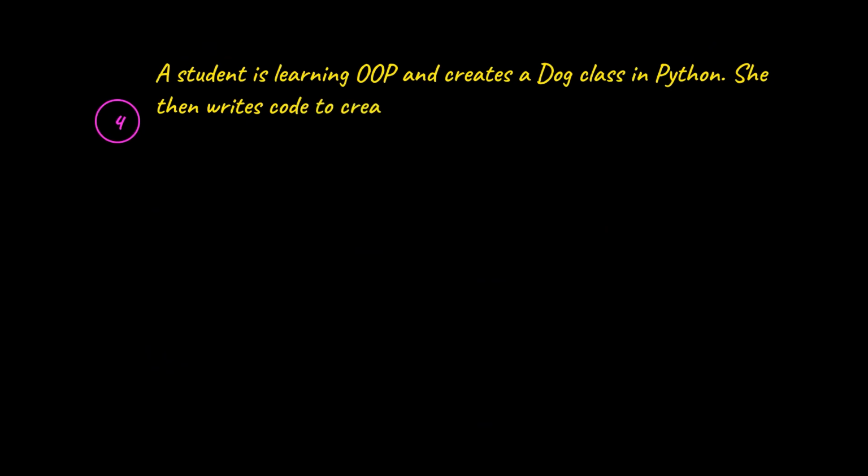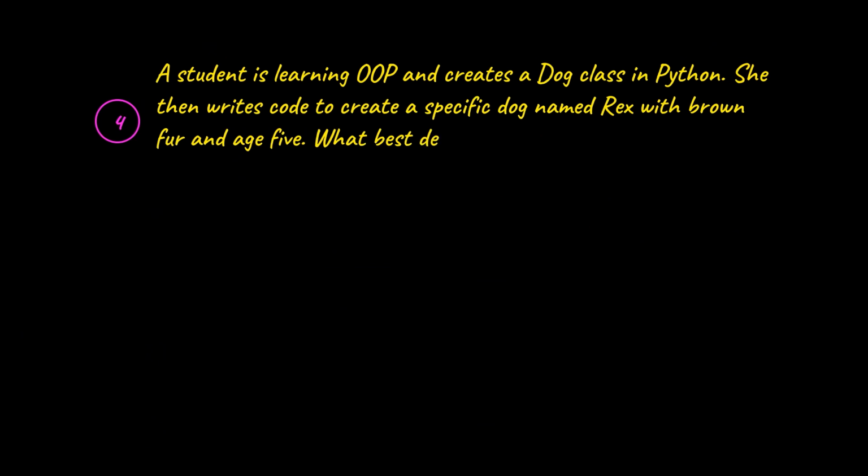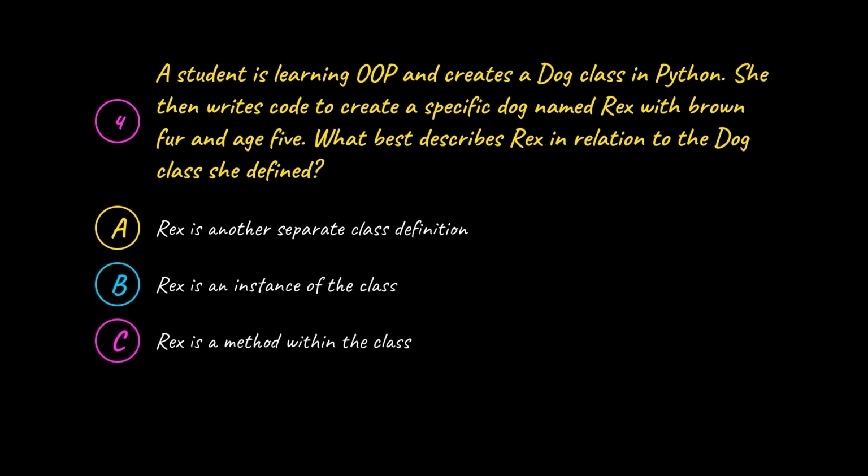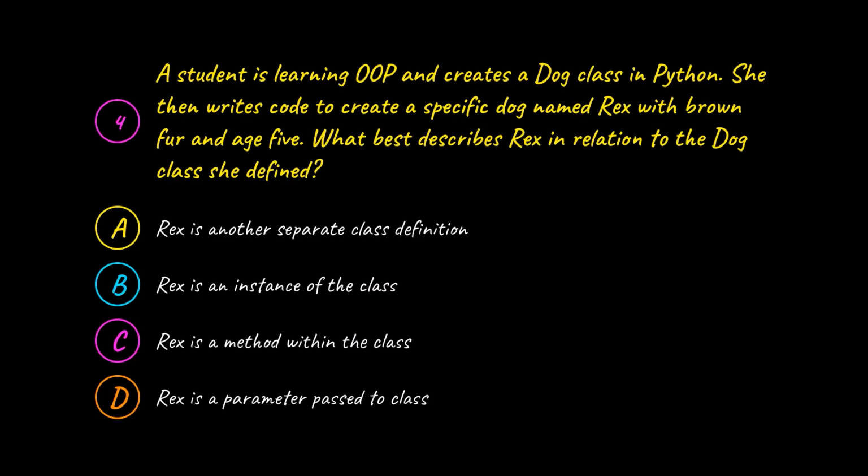Question 4. A student is learning OOP and creates a dog class in Python. She then writes code to create a specific dog named Rex with brown fur and age 5. What best describes Rex in relation to the dog class she defined? Your options are: A. Rex is another separate class definition. B. Rex is an instance of the class. C. Rex is a method within the class. D. Rex is a parameter passed to class. What's your answer? Commit to one before I continue.